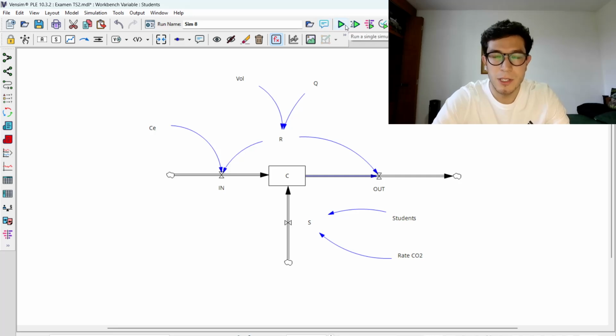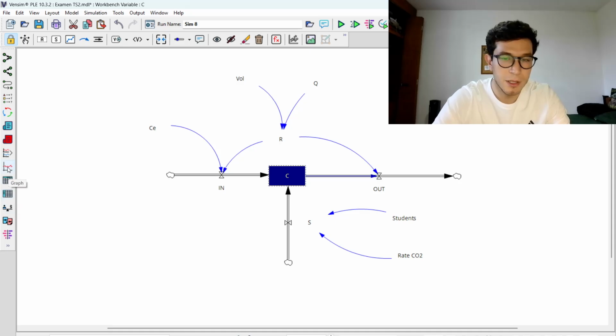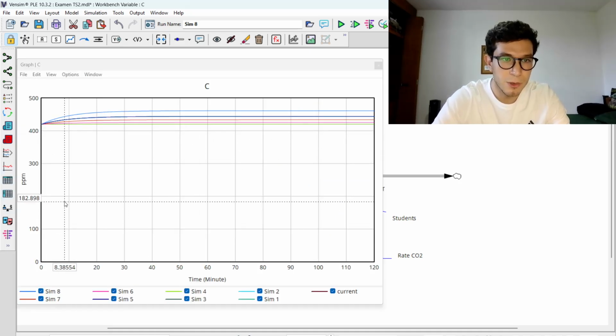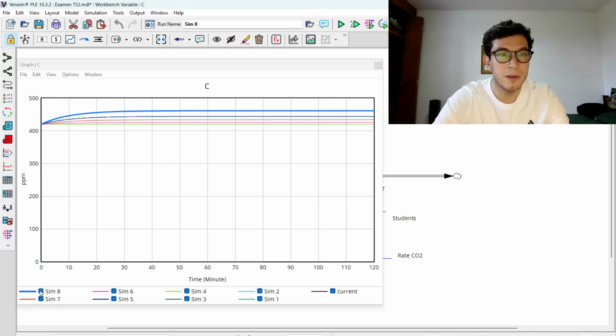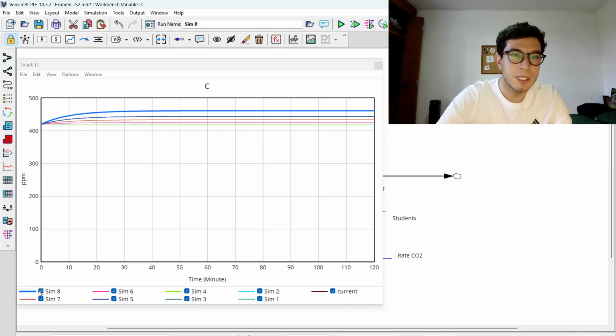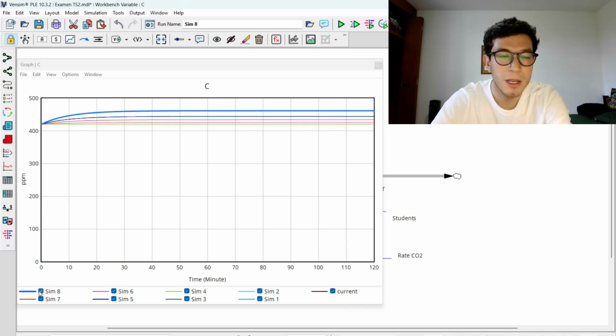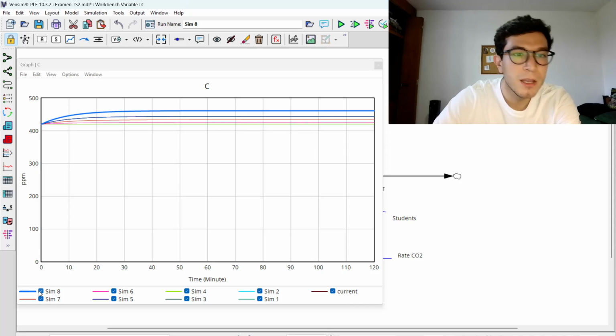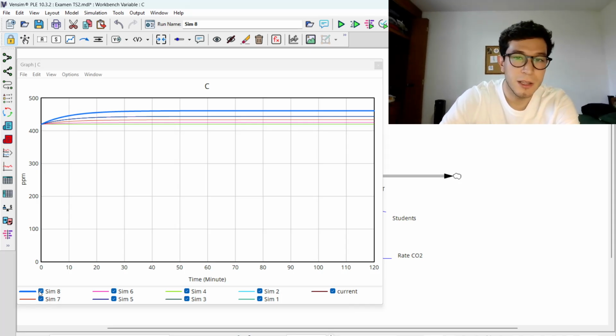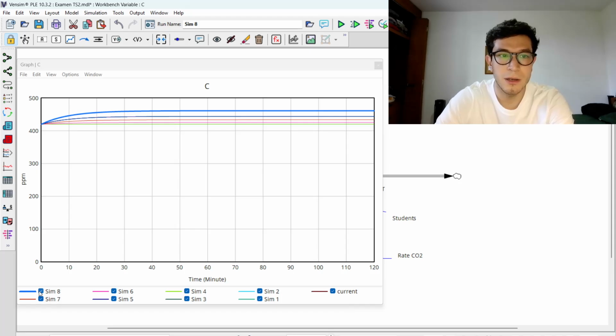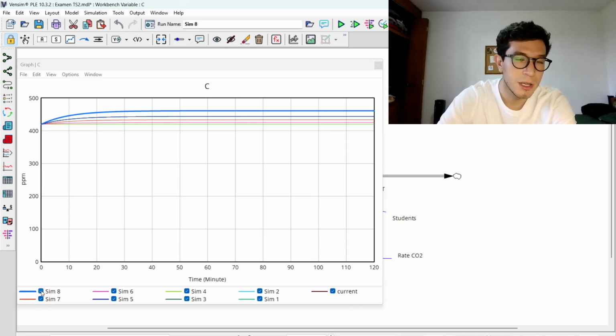And let's run simulation 8. Let's run it. Let's check the graph. So yeah, in simulation 8 right here, the number of people is this. The concentration, we can see, is increasing very rapidly. So this shows that the number of people present in the classroom does affect the concentration in different ways.